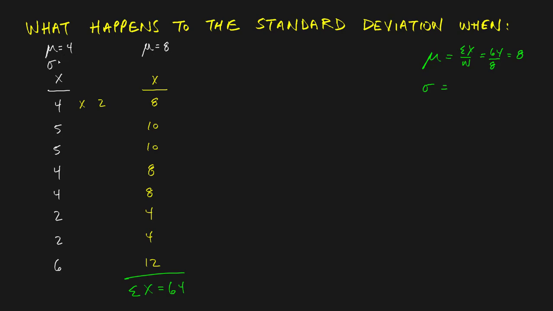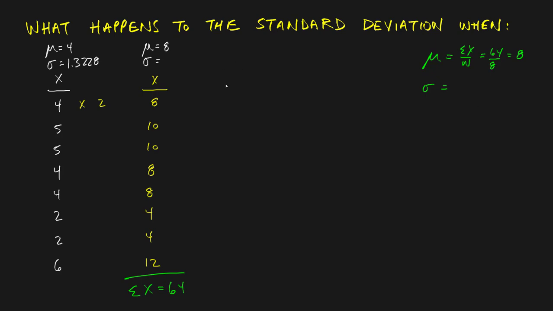But last time, we had a standard deviation of 1.3228. We added 1 to all of our values, and that did nothing to the standard deviation. What's going to be the case here? Let's see what goes on.